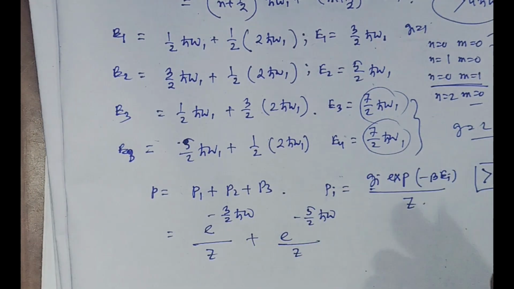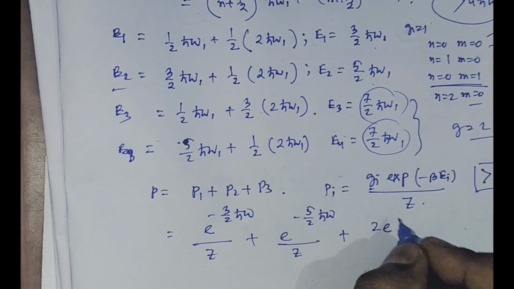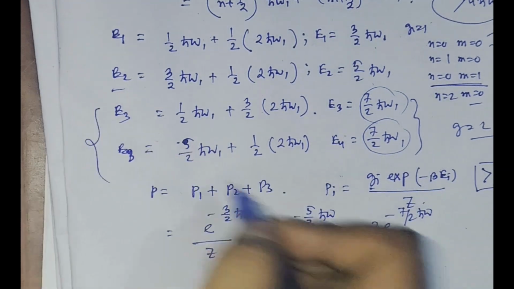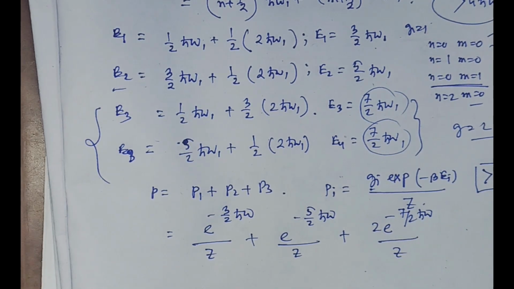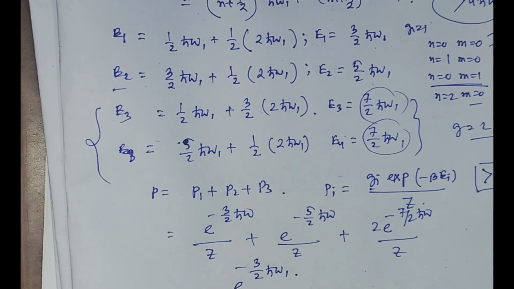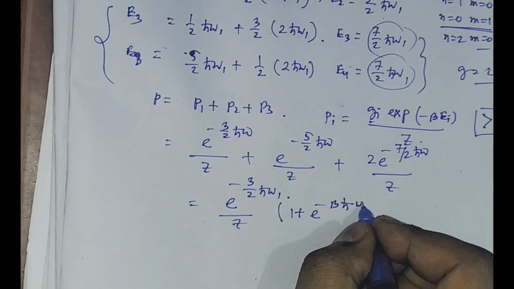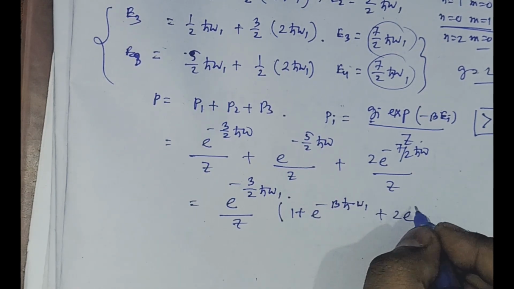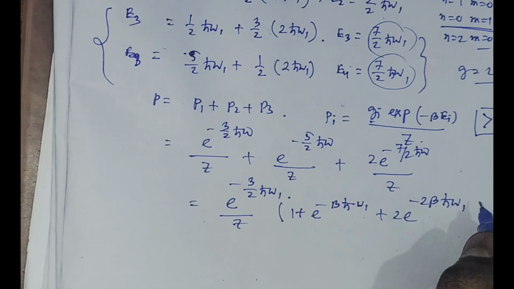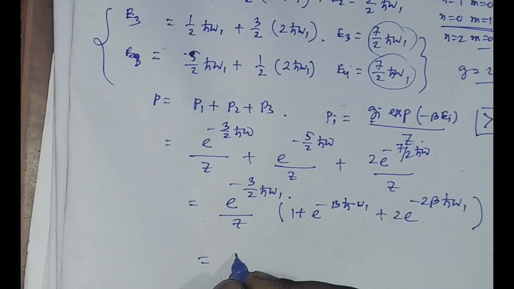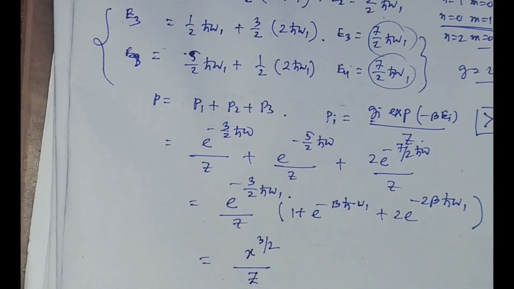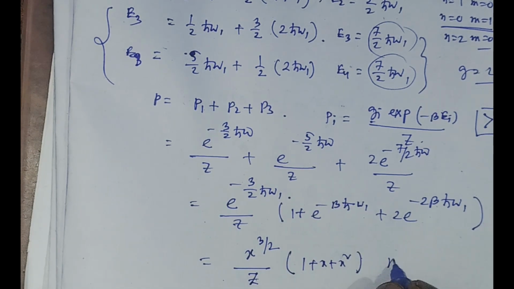Degeneracy 1 because only one state available. This is E2, right? Plus 2 into e to the power minus 7 by 2 ħω. This is 2 states available, so this is degeneracy G equal to 2, and this is Z. Okay, so e to the power minus 3 by 2 ħω1 by Z into 1 plus e to the power minus beta ħω1, plus 2 e to the power minus 2 beta ħω1. And in the question it is given that x equal to e to the power minus beta ħω1, right? So I can replace it by writing x to the power 3 by 2 by Z, into 1 plus x square, and this is the answer.